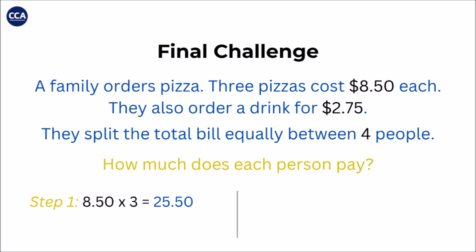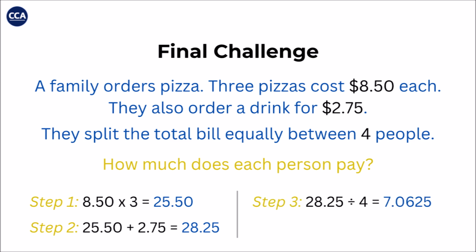Step 1. Find the cost of the pizzas. 8.50 multiplied by 3 equals 25.50. Step 2. Add the drink. 25.50 plus 2.75 equals 28.25. Step 3. Divide by 4 people. 28.25 divided by 4 equals 7.0625. Rounded to the nearest cent, each person pays $7.06. This problem required 3 separate steps: multiplication, addition, and division. Most exam questions are built exactly this way.